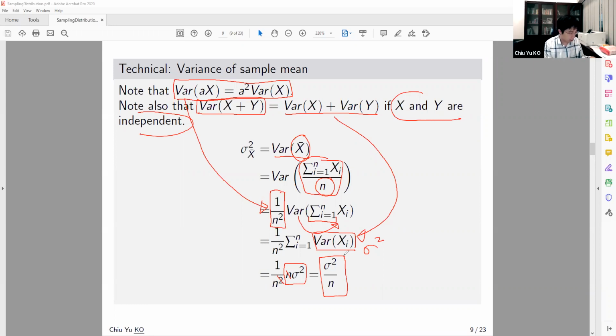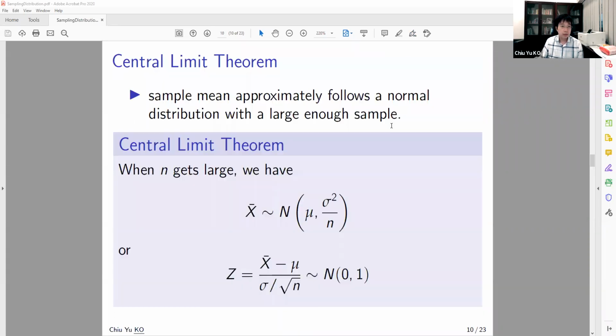Any question before we proceed? Because we will talk about the single most important result in this course, I would say. Are you ready? There's no question? Good. So we are going to talk about this single most important result.